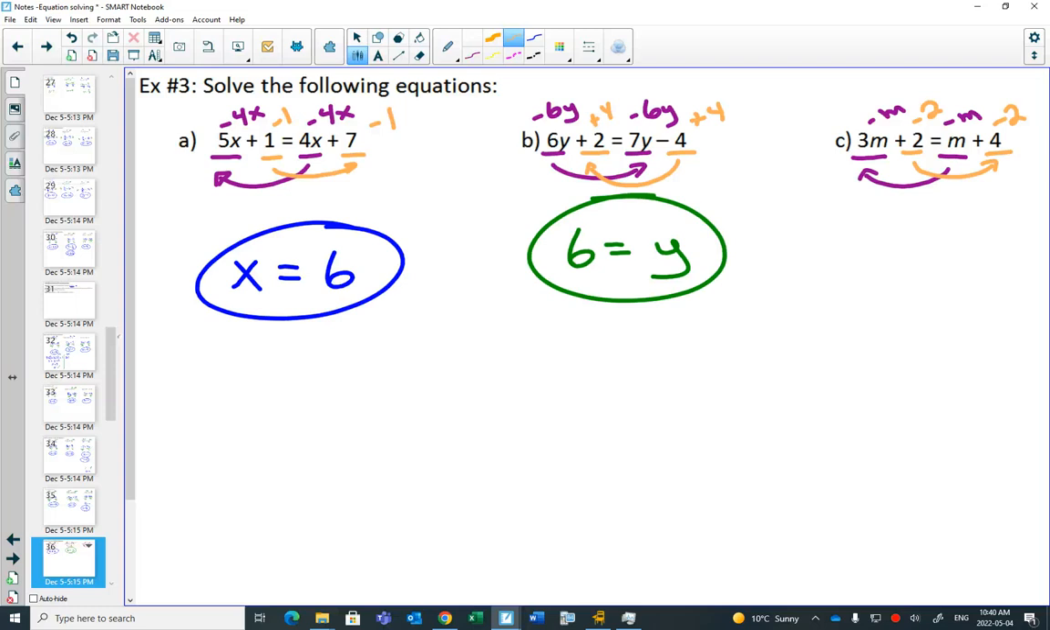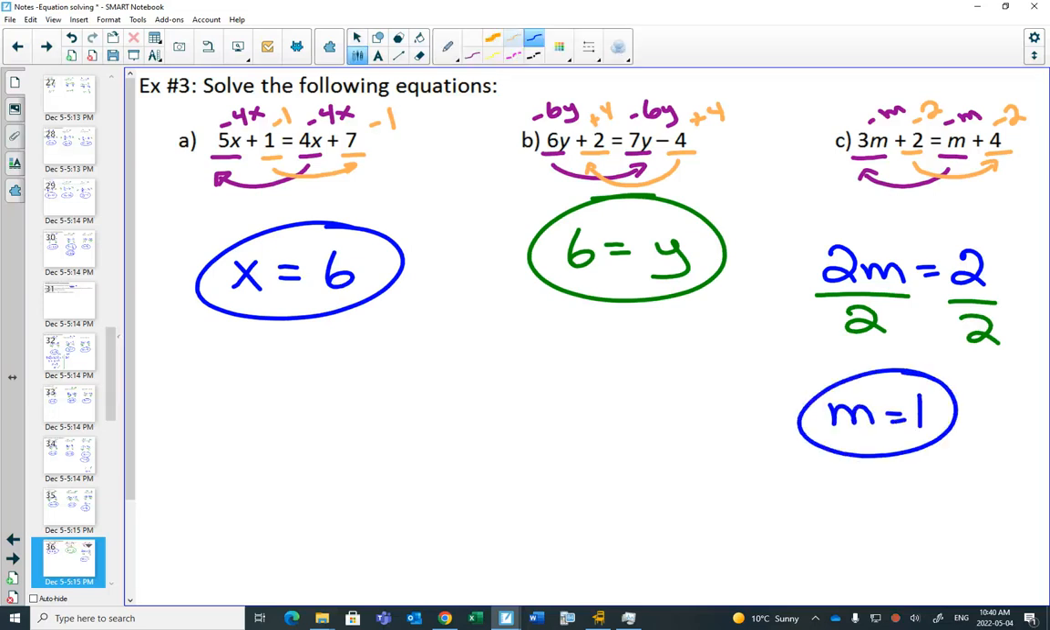But what do I have now? 3m minus m, that would give me 2m on that side. My numbers are gone on this side, but on this side I have 4 minus 2. That'll give me 2. This time I'm not done, but I have a one-step equation. What's the opposite of dividing by 2? Multiplying by 2? Kind of gave it away. Dividing by 2. And then I get m equal to 1.